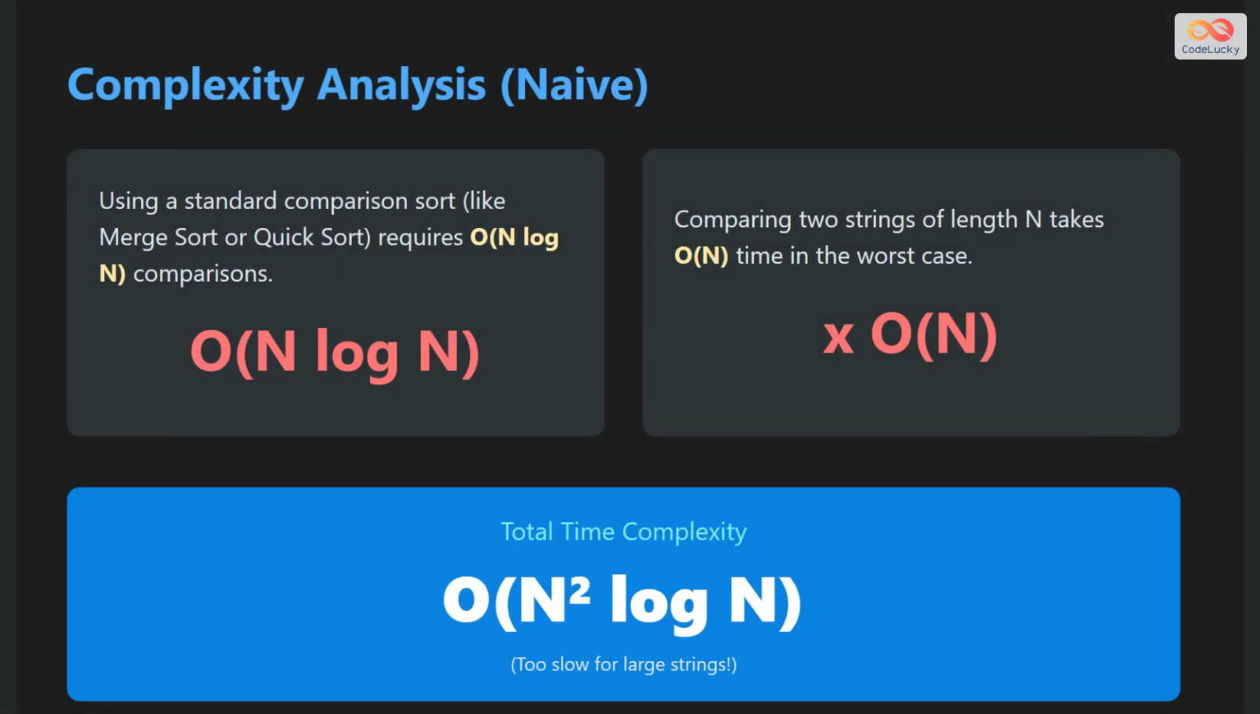Let us analyze the complexity. A standard sorting algorithm like merge sort takes O(n log n) comparisons. However, comparing two strings can take up to O(n) time. Multiplying these together, the total time complexity becomes O(n² log n), and this is acceptable for short strings, but too slow for large datasets.